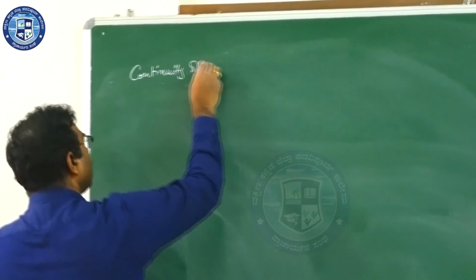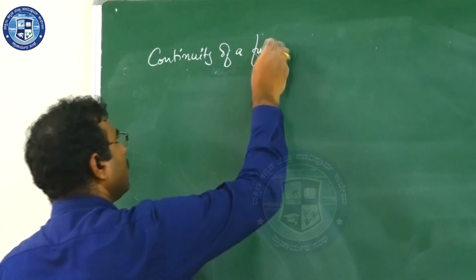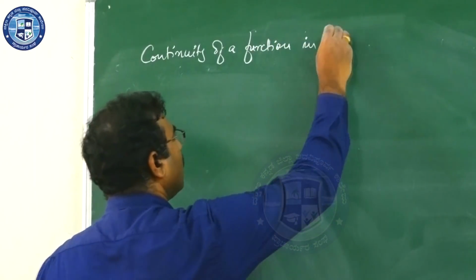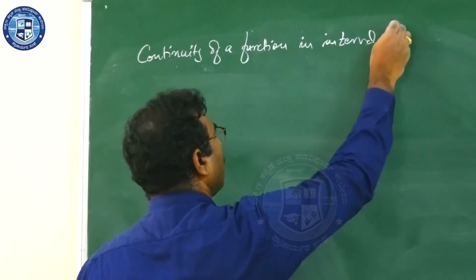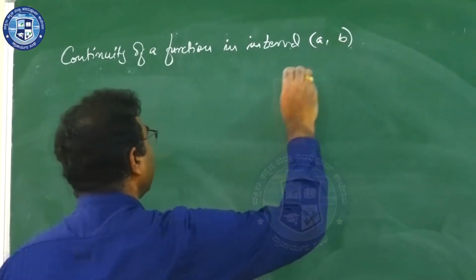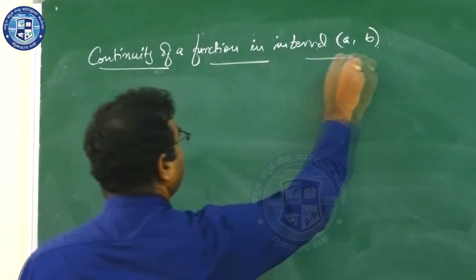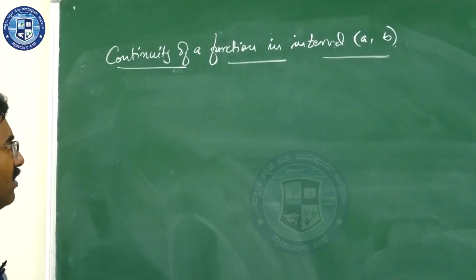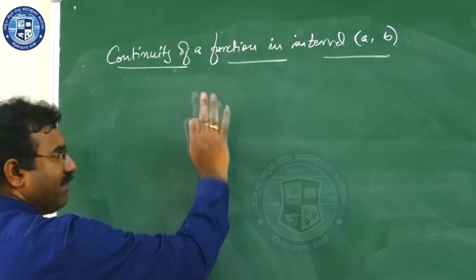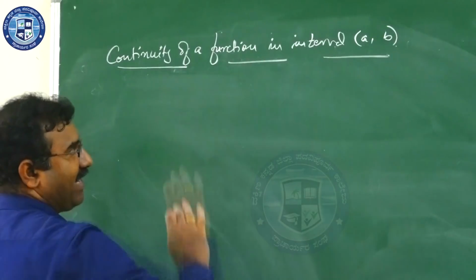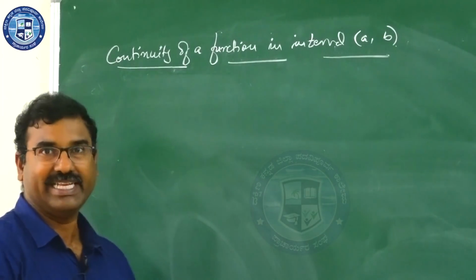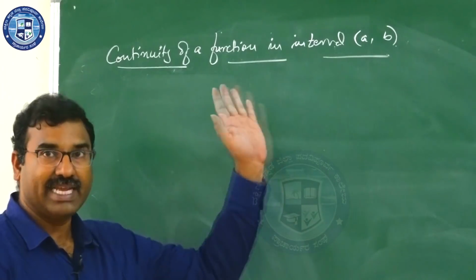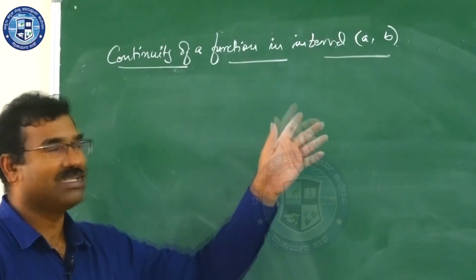Continuity of a function in an interval, open interval (a, b). How do we define it? It is a very simple thing. The function f(x) is continuous at each and every point between a and b. Then we say that the function is continuous in open interval (a, b).